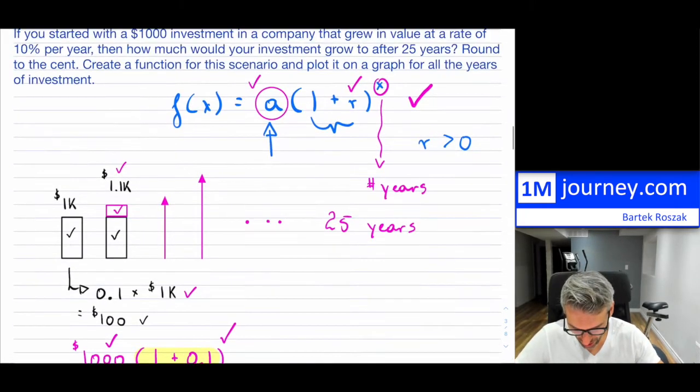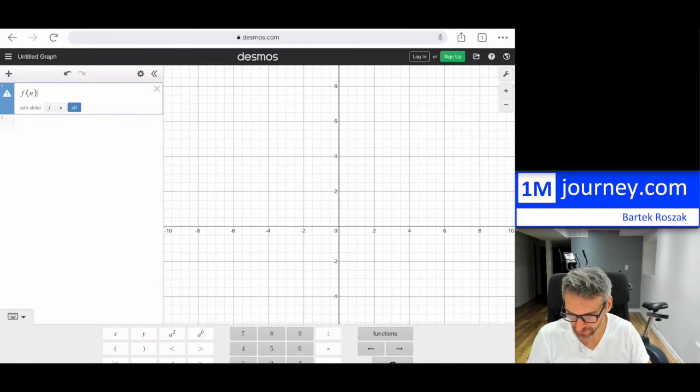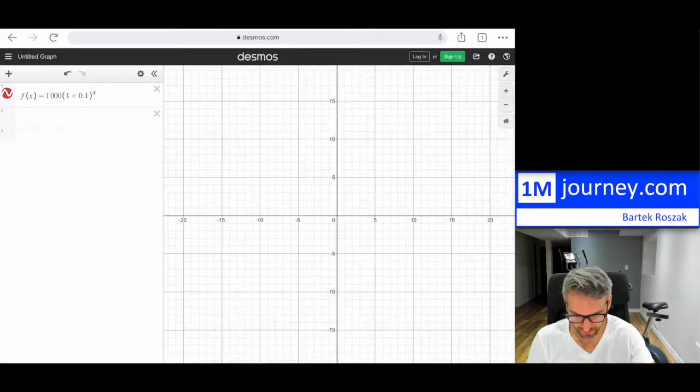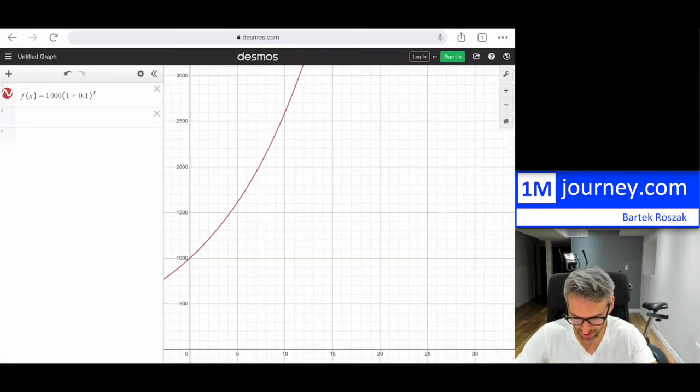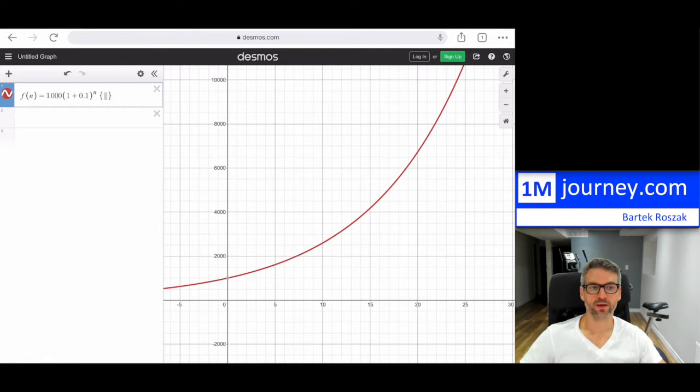And now here I think it also says, create a function, so we did, and then plot it on a graph for all the years of investment. So we can plot this. Let me pop up Desmos. All right, so here is Desmos. I'm just plotting this function now. We're starting at 1,000. That's my A. My B is 1.1.